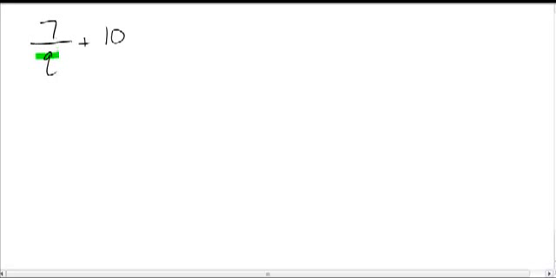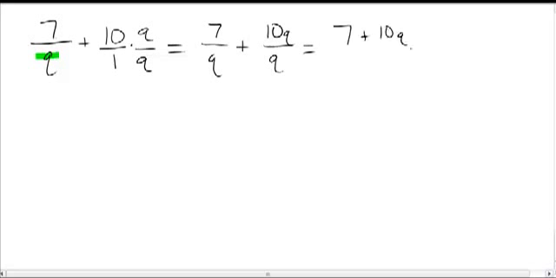Well, it's actually fairly simple. We're just going to think of 10 as being 10 over 1, right? And we're just going to multiply it by q over q. So this gives me 7 over q plus 10q over q. So my final answer is 7 plus 10q over q. No, I cannot simplify that any further. That's my answer. I'm done. And if you write it as 10q plus 7, that's the same thing. The order on top does not matter.